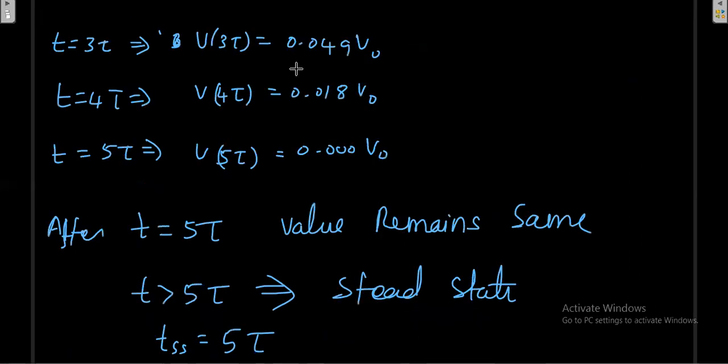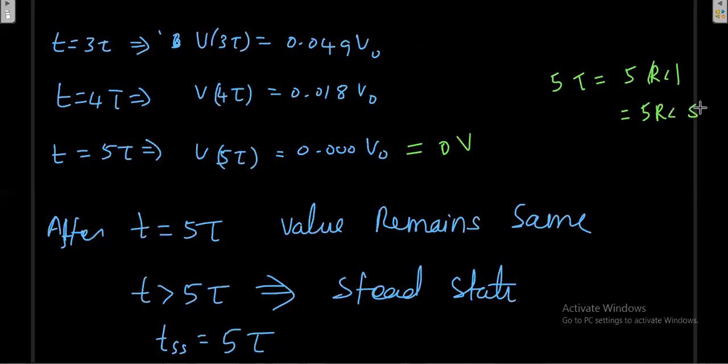For 3 tau, you get this voltage. For 4 tau, you get this voltage. But once you enter the 5 tau stage, this is like 0.000, so we consider this as approximately 0 volt. Again this 5 tau is some time, because tau is in terms of time. 5 tau means 5 into RC. R and C have some value, and based on that, we will get some 5 RC.